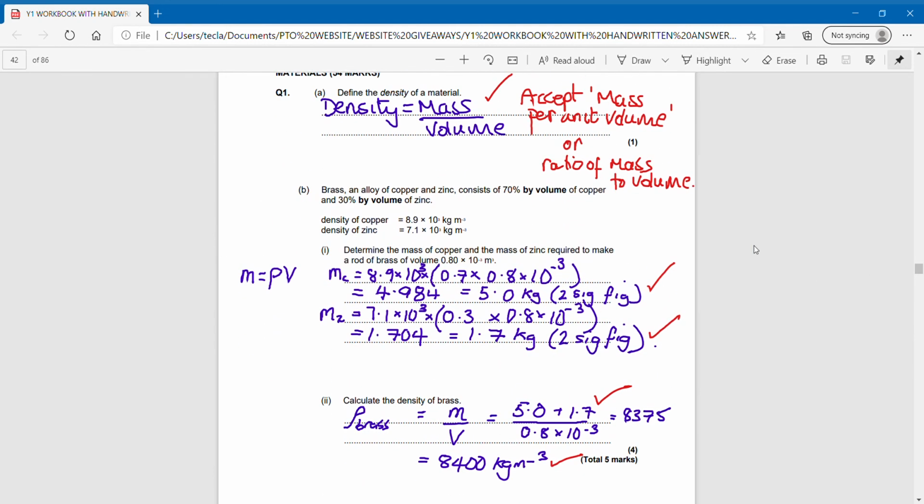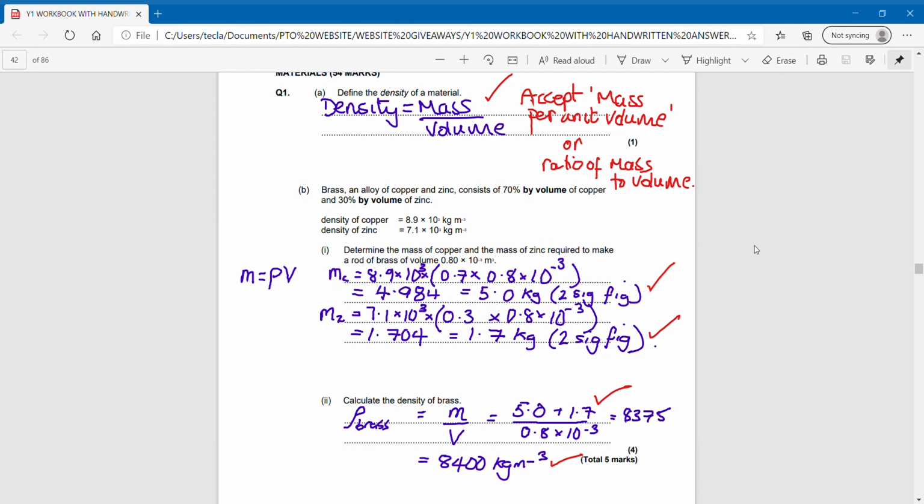So we're given here that brass is an alloy of copper and zinc and consists of 70% by volume of copper and 30% by volume of zinc. We're given densities of both copper and zinc. So determine the mass of copper and the mass of zinc required to make a rod of brass of volume 0.8 times 10 to the minus 3 meters cubed.